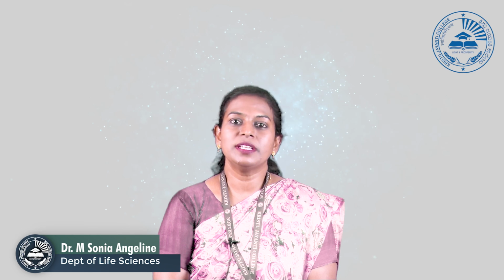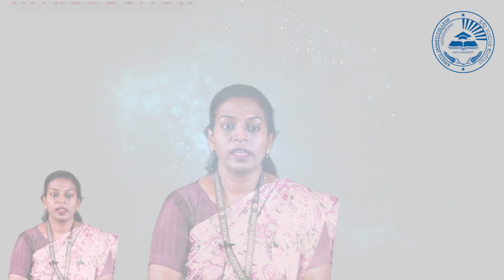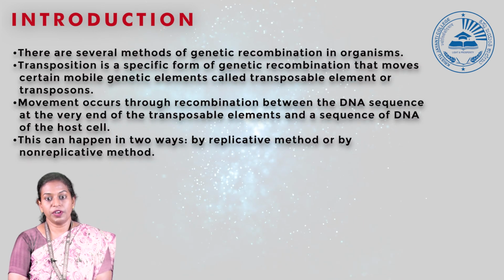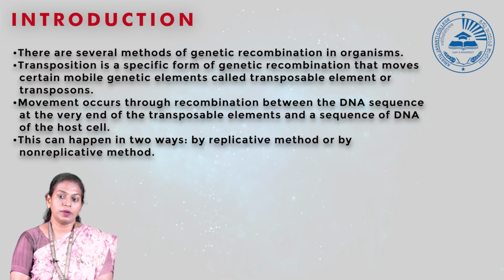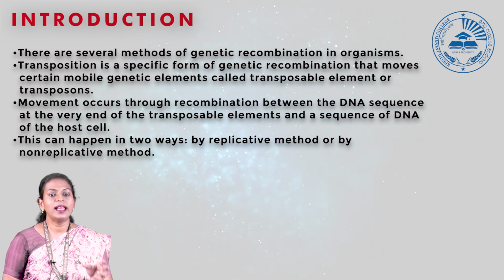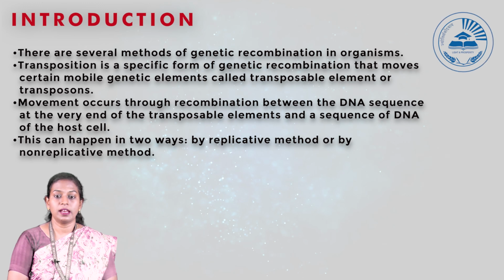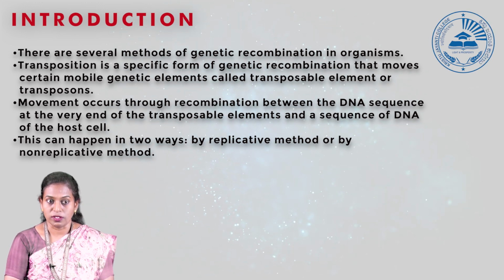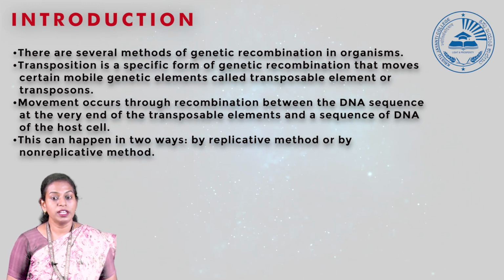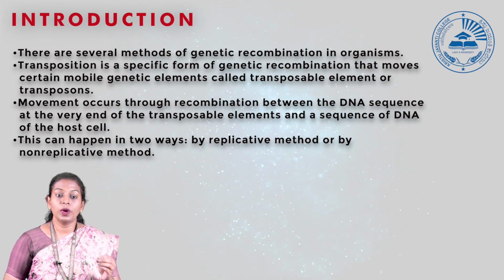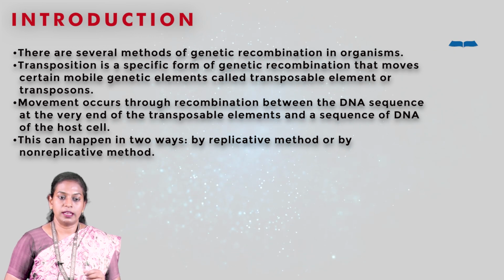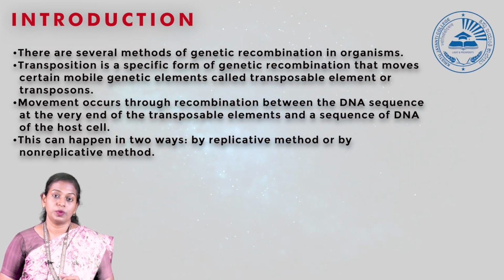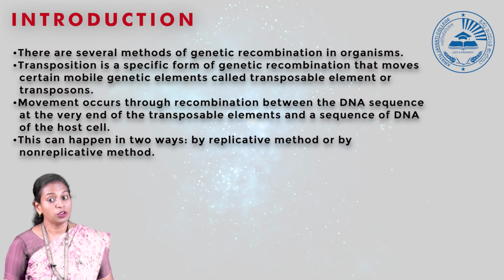In this video, I will be discussing replicative and non-replicative transposition. There are several methods of genetic recombination in organisms, and transposition is a specific form of genetic recombination which moves certain mobile genetic elements called transposable elements, which are addressed as transposons. Movement occurs through recombination between the DNA sequence at the very end of the transposable elements and a sequence of DNA of the host cell. This can happen in two different ways: by the replicative method and by the non-replicative method.